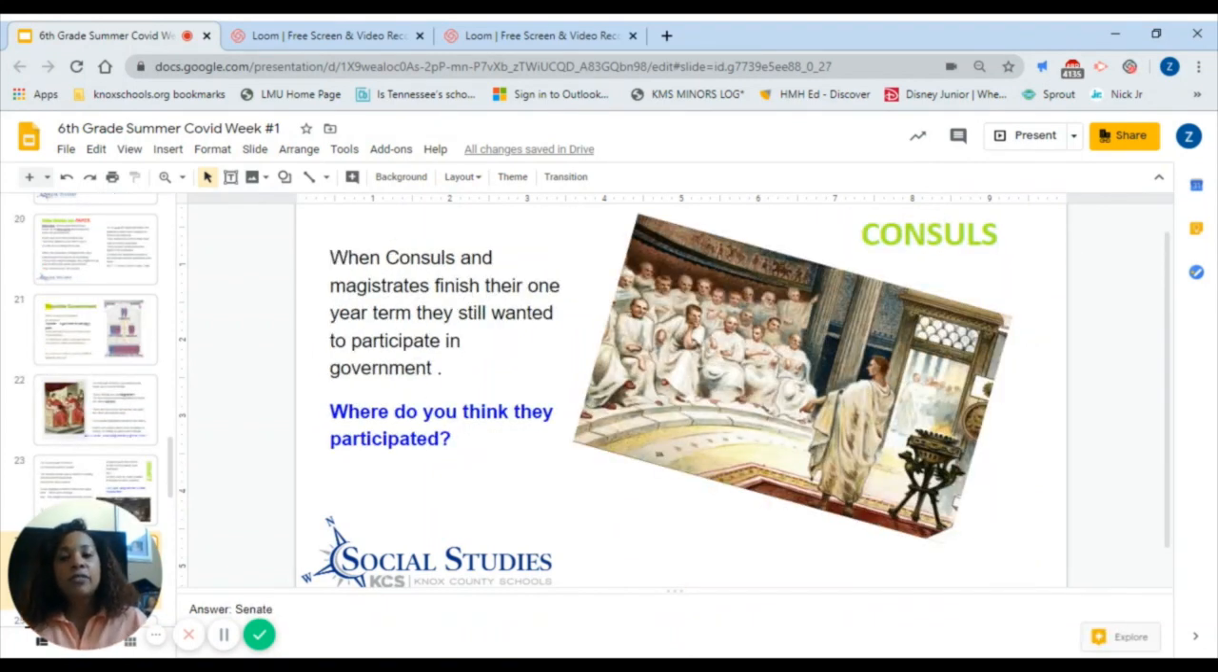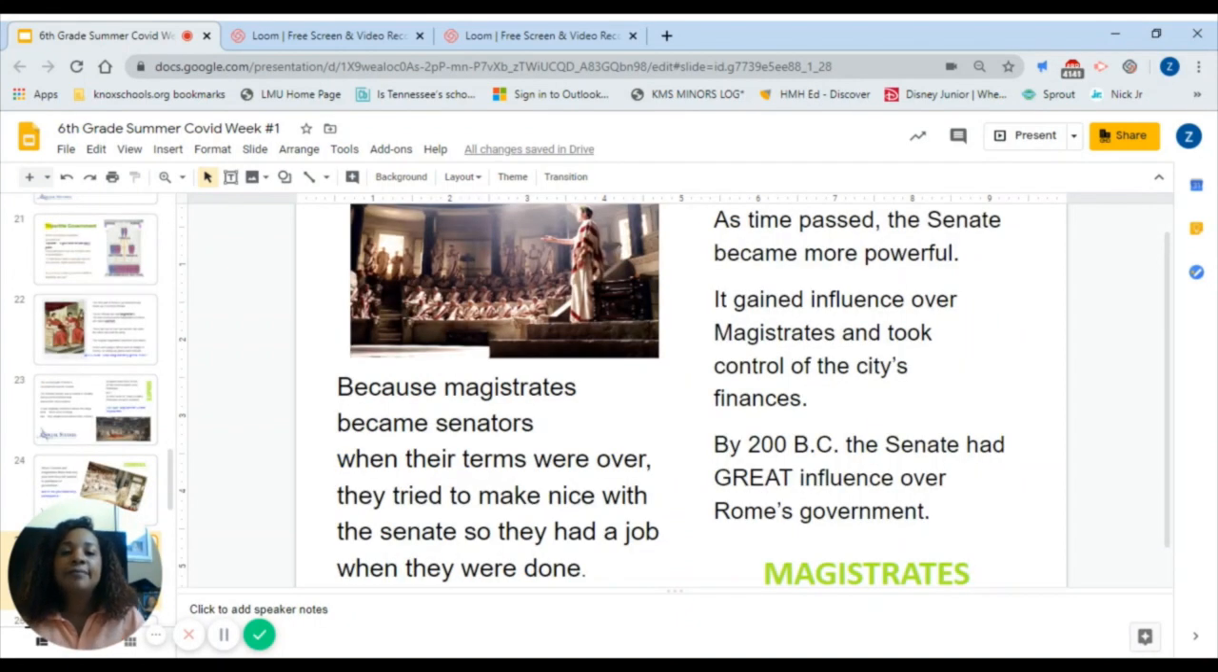Next is the consuls. When the consuls and the magistrates finished their 1-year term, they still wanted to participate in government. So where do you think they participated? That's right, the Senate. Because magistrates became senators when their terms were over, they tried to make nice with the Senate so they had a job when they were done. Job security. As time passed, the Senate became powerful. It gained influence over magistrates and took control over the city's finances. By 200 BC, the Senate had great influence over Rome's government.